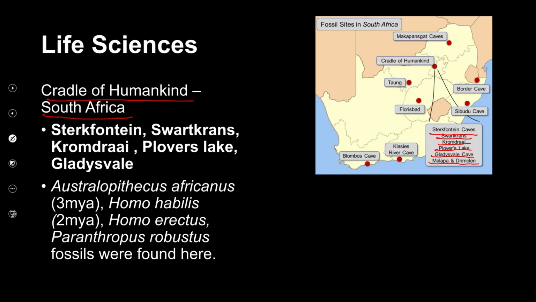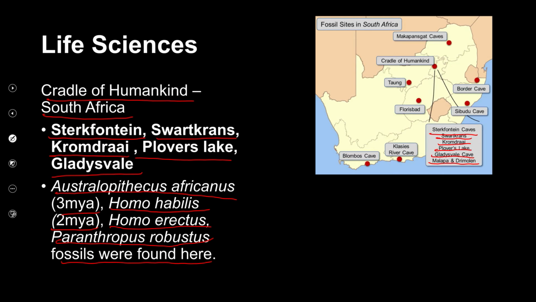Okay, so important to know then, in the Cradle of Humankind, we have the caves, or the areas, Sterkfontein, Swartkrans, Kromdraai, Plovers Lake, Gladys Vale. In those areas, Australopithecus africanus has been found, who lived about 3 million years ago, Homo habilis, about 2 million years ago, Homo erectus, Paranthropus robustus, which is also an Australopithecine, and all of those fossils were found here. So we have a really rich source of fossil evidence.